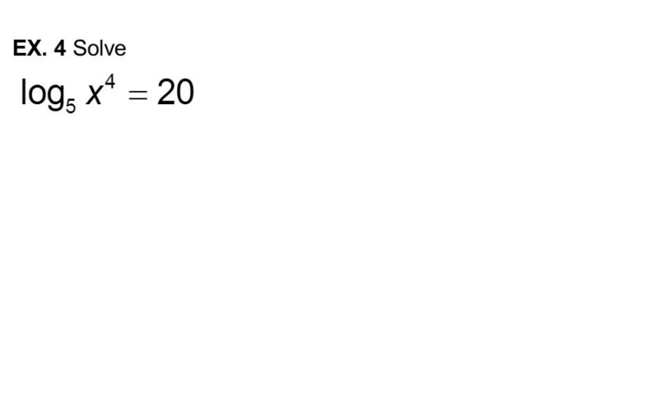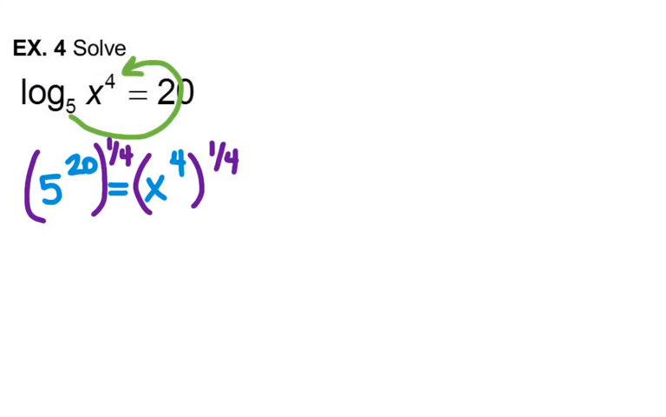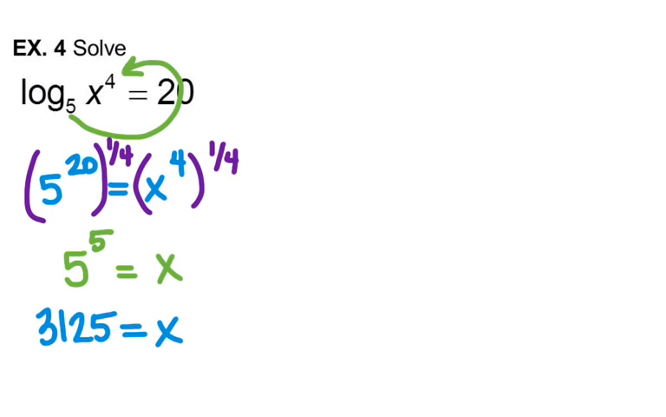Okay, number 4 says log base 5 of x to the 4th equals 20. Again, if you have log equals a number, then rewrite in exponential. So this is 5 to the 20th power equals x to the 4th. Then to get rid of the 4th power, I want to raise to the 1/4 power on both sides. So then 5 to the 20th raised to the 1/4 is actually 5 to the 5th power equals x. So then x equals 3,125.